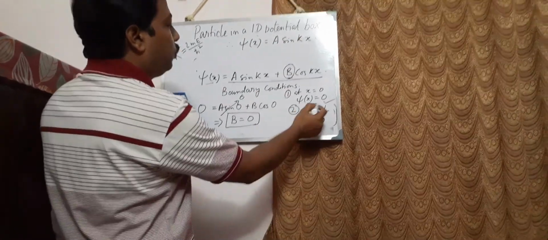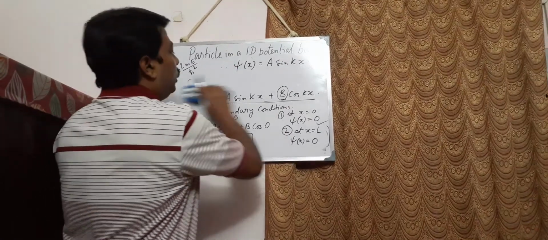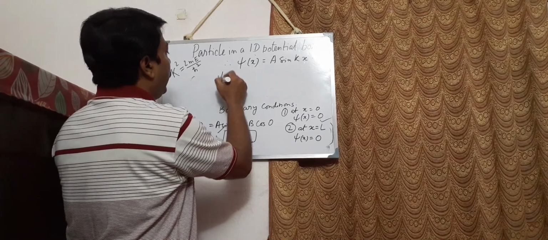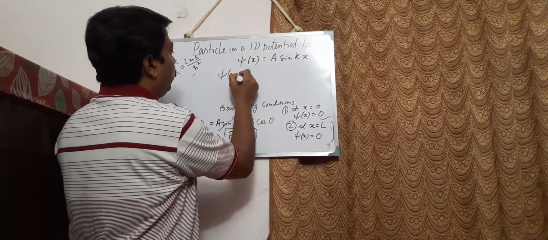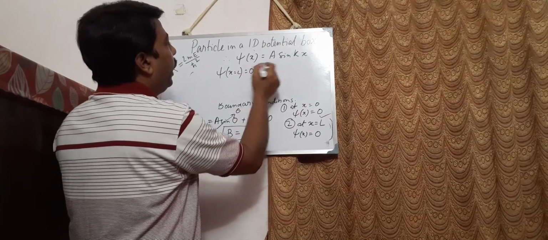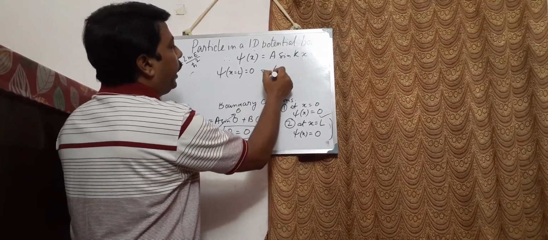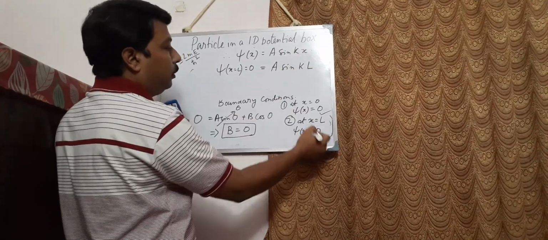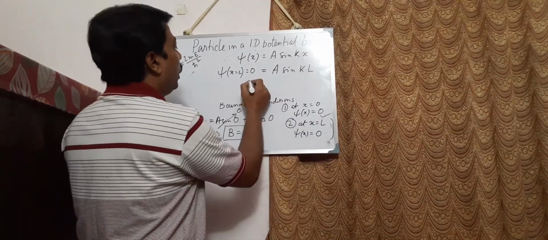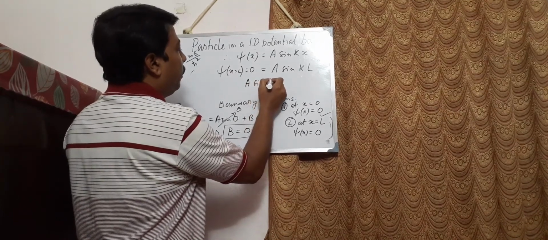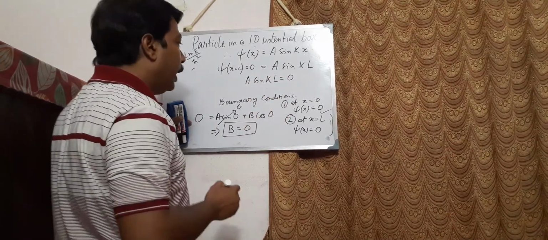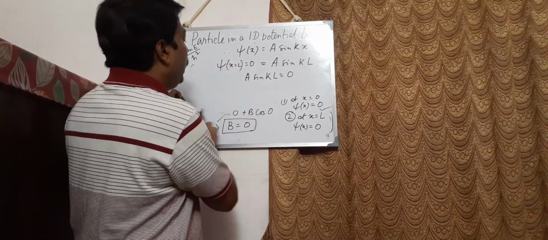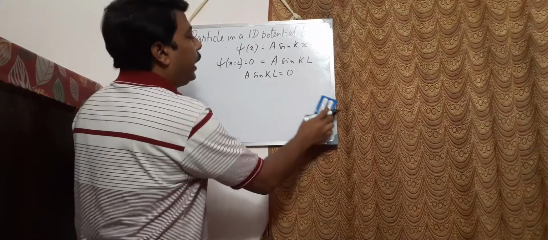Fine. Now let us put the second boundary condition. So at x equal to L, psi x is 0, and that is equal to a sin kL. You see, I have put L in place of x. So I have a sin kL equal to 0. Now there are two conditions to satisfy this equation. A can be 0 or sin kL can be 0.